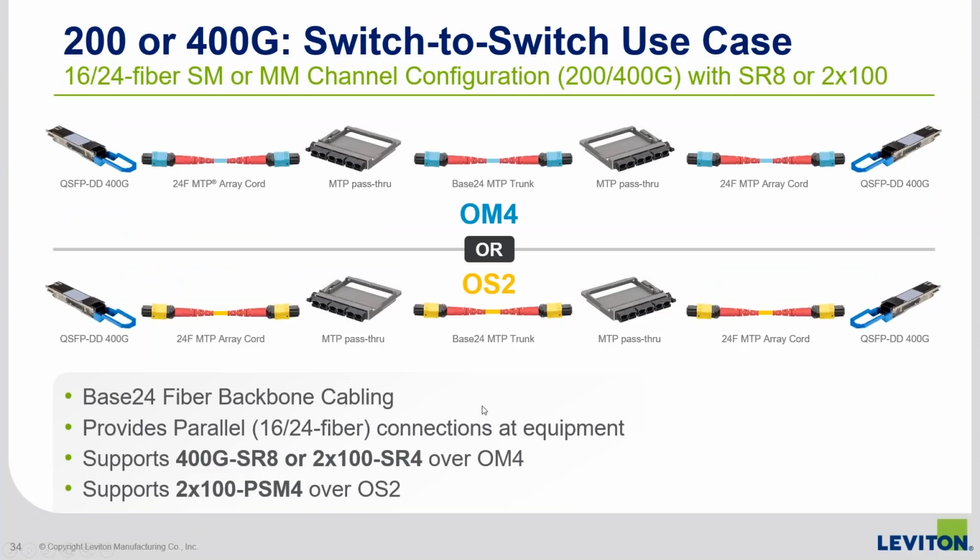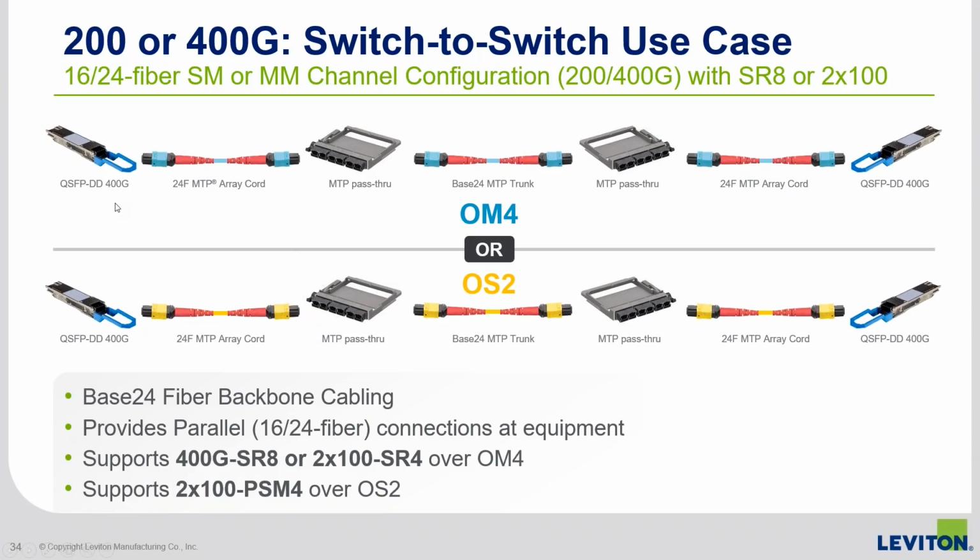Another one could be a 200 or 400 gig option. And this was really looking at two different scenarios here. This could be a 16 or 24 fiber channel. The standard does allow for an MPO 16 or an MPO 24, and the standard I'm referring to is the IEEE standard. So that's why I referenced both of those.